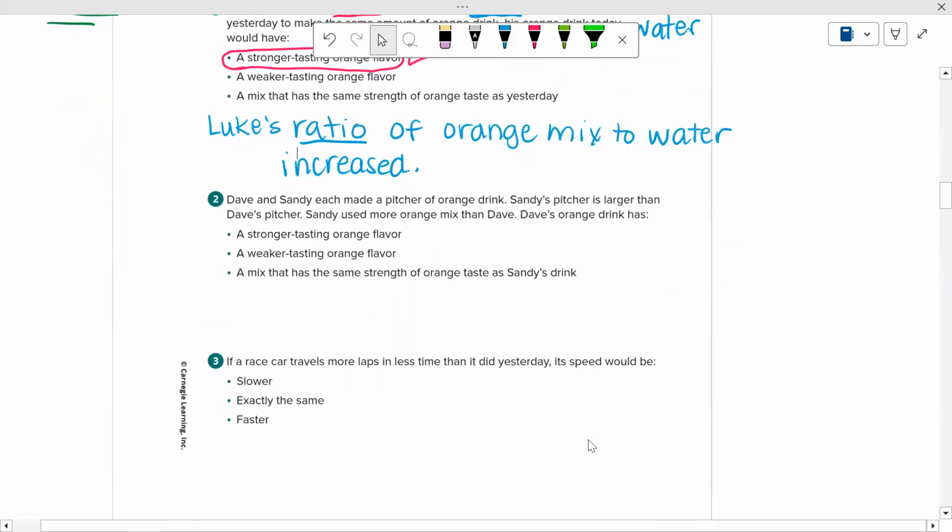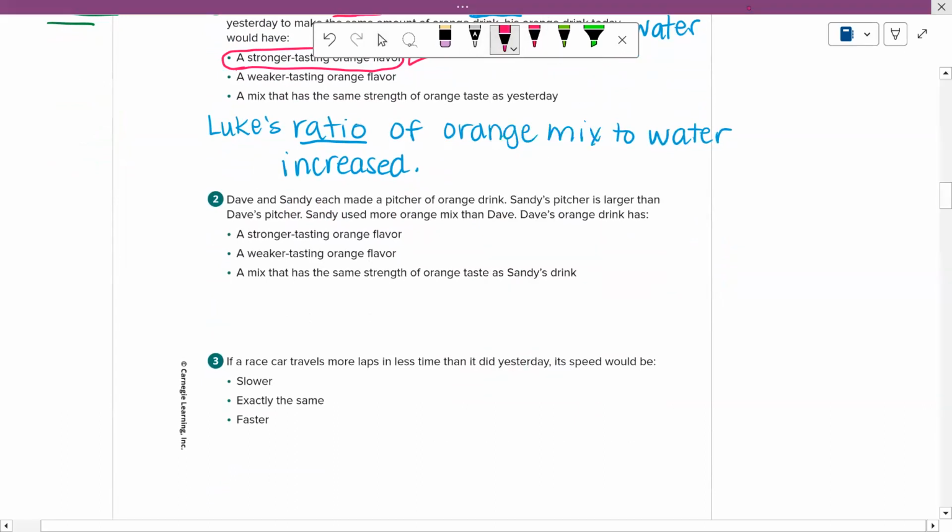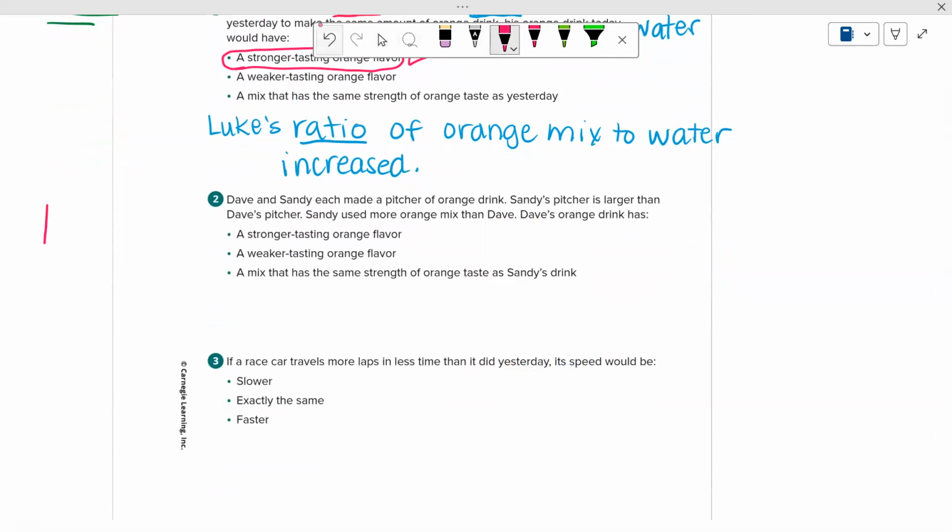Here we have Dave and Sandy. Dave and Sandy each make a pitcher of orange drink. Okay, cool. So we've got Sandy's pitcher and Dave's pitcher. Sandy's pitcher is larger than Dave's pitcher. I'm going to draw a picture. So here, and I'm not very good at drawing, so don't forgive me. So there's Dave's, and here's Sandy's. Sandy's is larger than Dave's, right? Sandy uses more orange mix than Dave. Okay. So she has more orange mix than Dave, so hers is bigger. We want to know about Dave's orange drink.